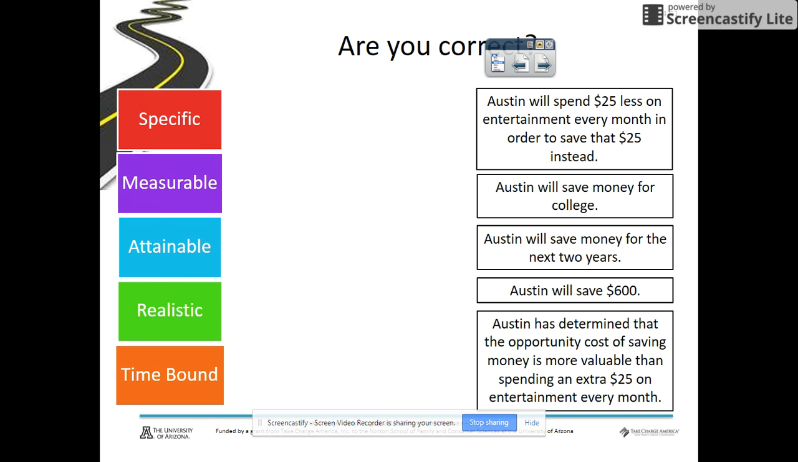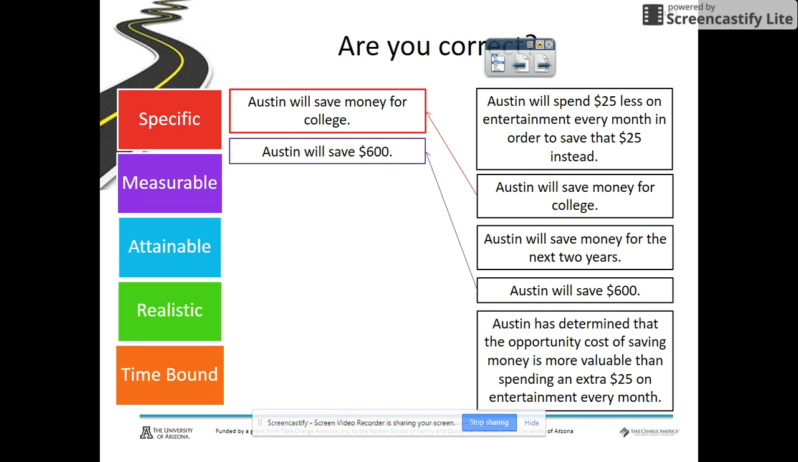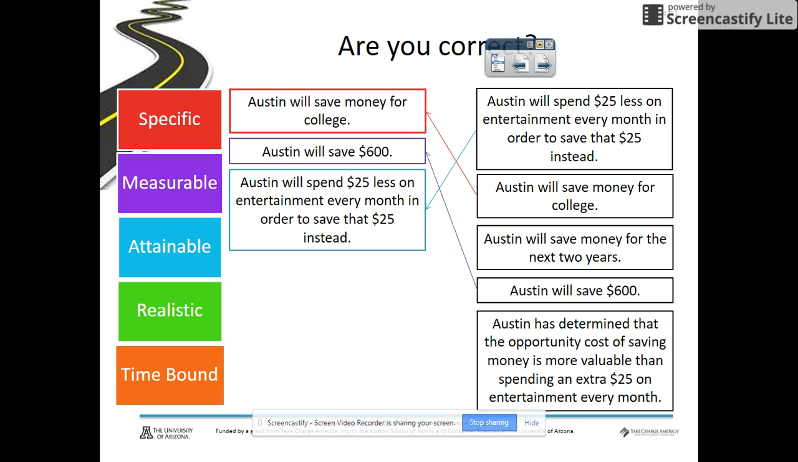All right, so let's take a look and see what our categories are. Okay, so specific. Specific is Austin will save money for college. Measurable, okay, that's when we figure out what the actual dollar amount is. Austin will save $600. Attainable. Austin will spend $25 less on entertainment every month in order to save that $25 instead. So we're trying to figure out, okay, if we're going to save money, where's that money going to come from?